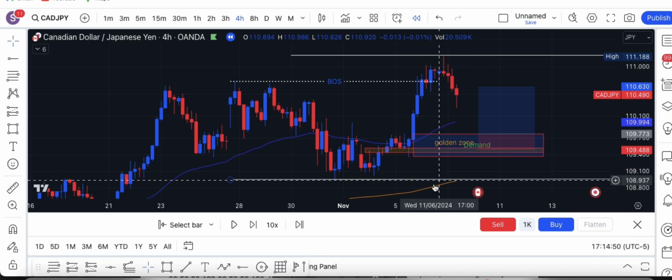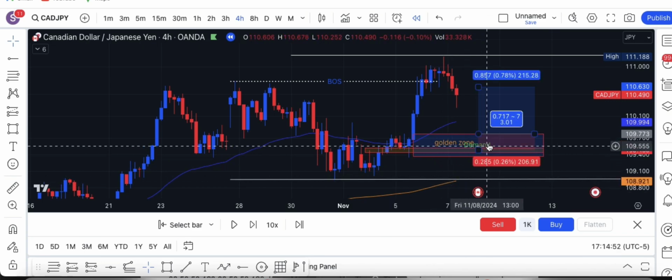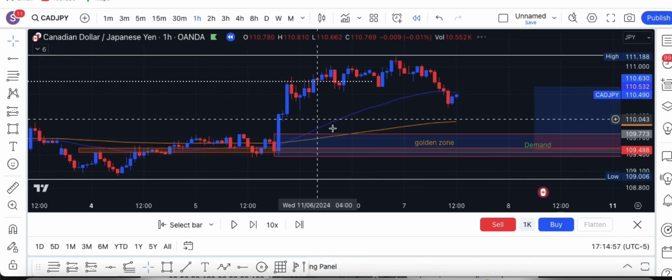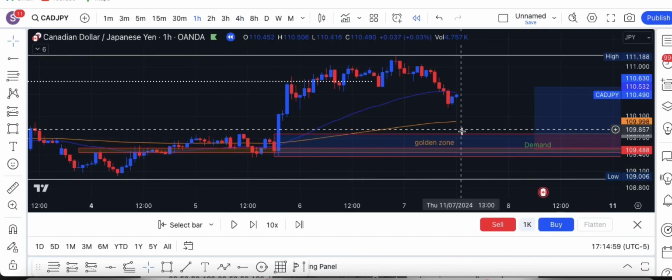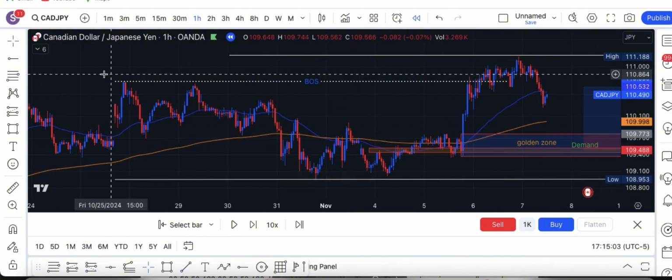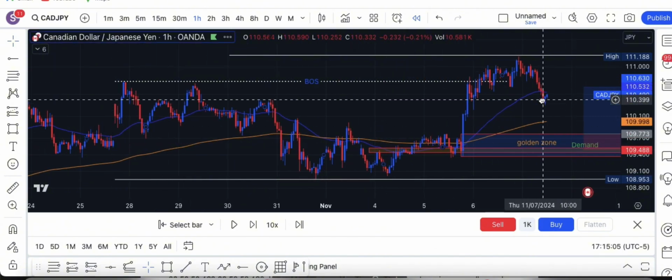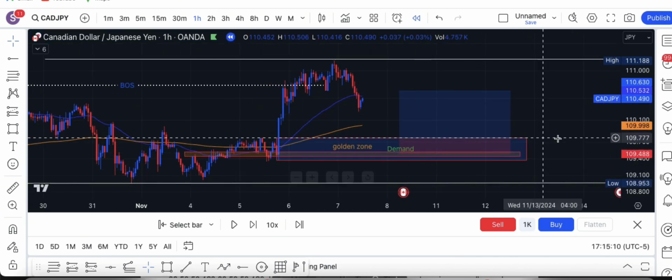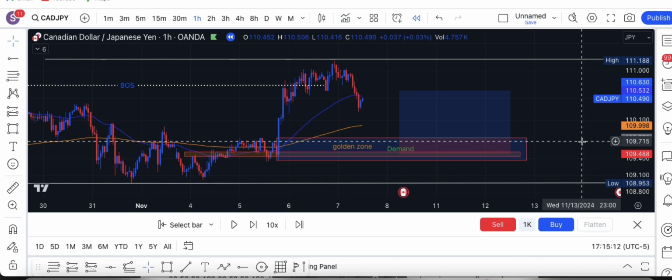On the 4 hour, I'm seeing this little 4 hour EMA slowly coming to my zone. No, I'm on the 1 hour. I identify my demand zone. I mark out my golden zone. Price broke this structure right here. And at the time, this area was also a POC area, which is a high volume area.